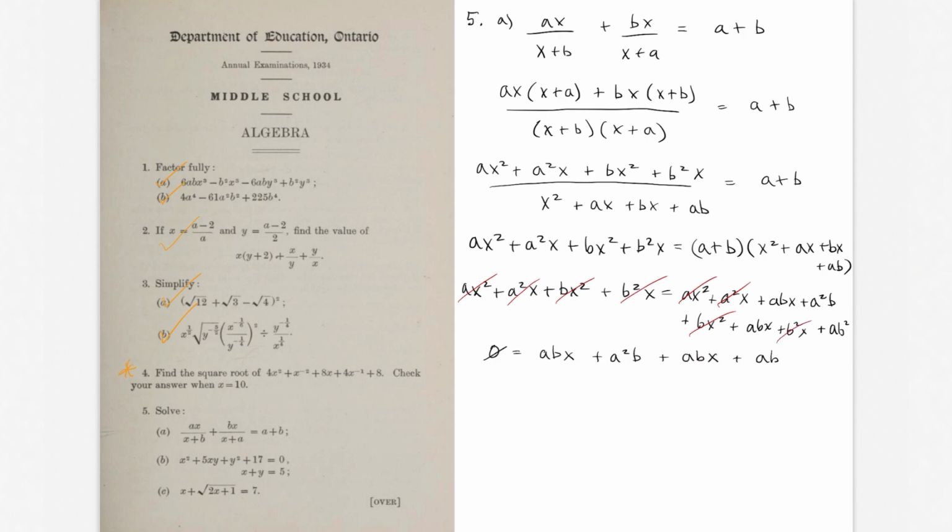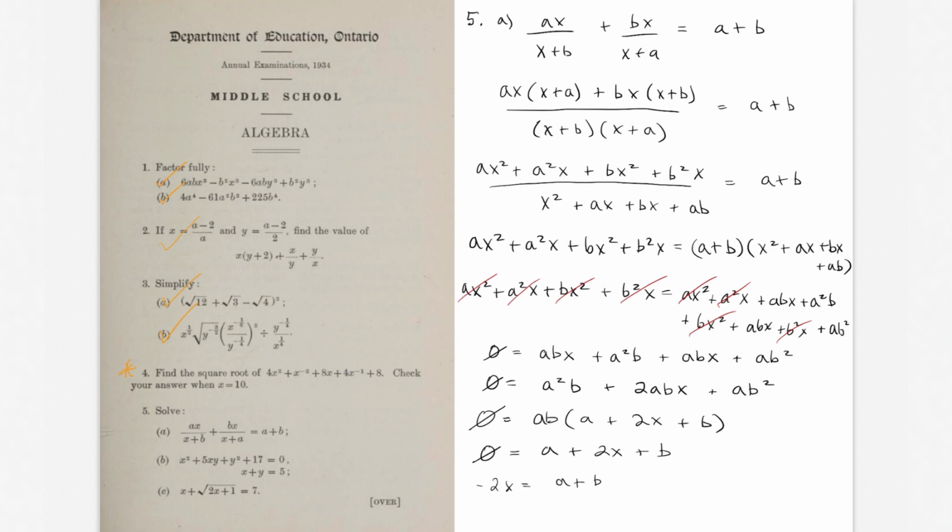And ultimately, I simplified the equation all the way down to where it said 0 is equal to a squared b plus 2abx minus ab squared. And then I realized I had a common factor of ab. So I pulled that out of the equation, leaving me with a plus 2x minus b. And from here, I just isolated for x, leaving me with x is equal to negative a plus b divided by 2. And honestly, I didn't feel that confident with this answer for some reason.